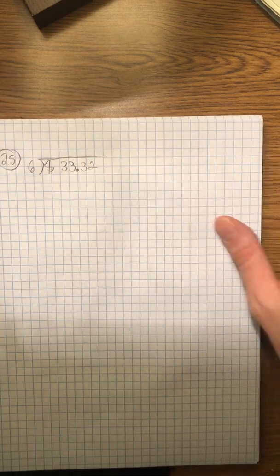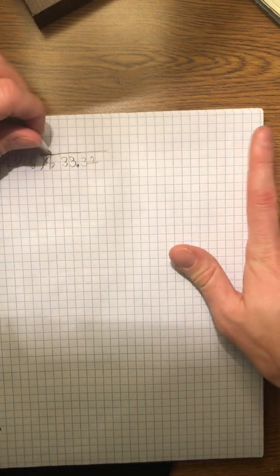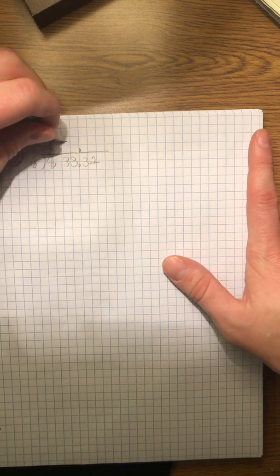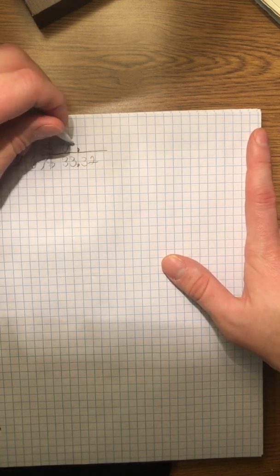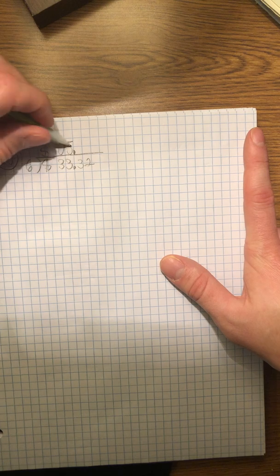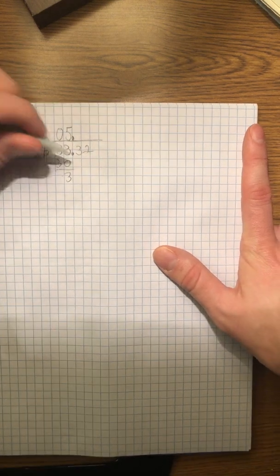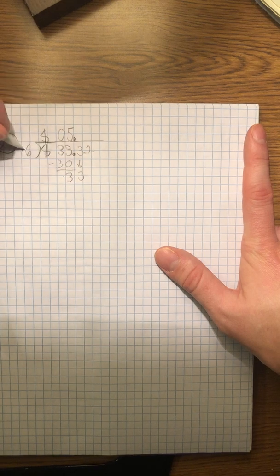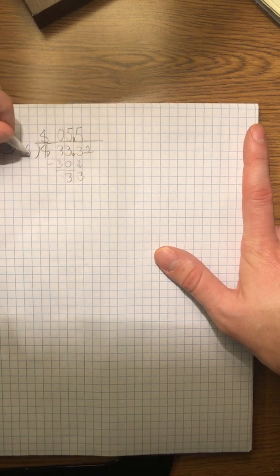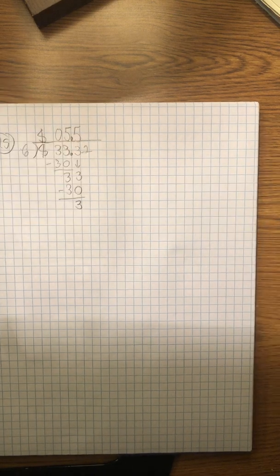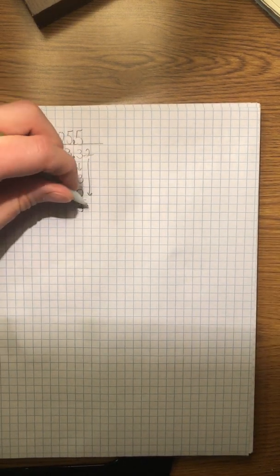Pause the video and solve it. Okay, so you should have brought the dollar sign and the decimal straight up. Then you should have done 6 goes into 3 0 times. 6 fits into 33 5 times. You should have done 6 times 5 is 30. The difference was 3. You bring down the other 3. 6 fits into 33 5 times again. And then that's 30 again. The difference was 3 again. You brought down the 2.